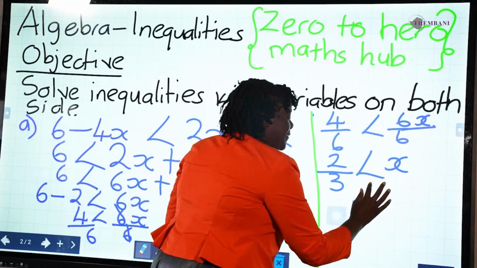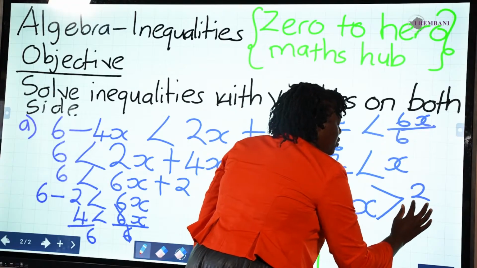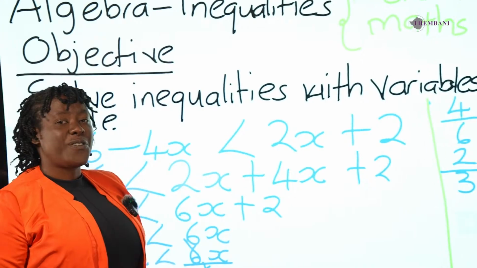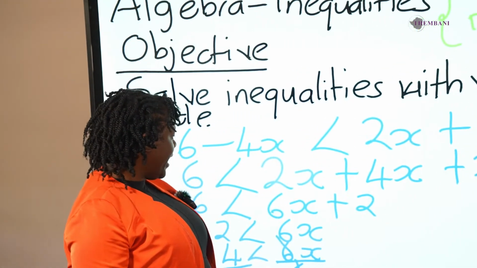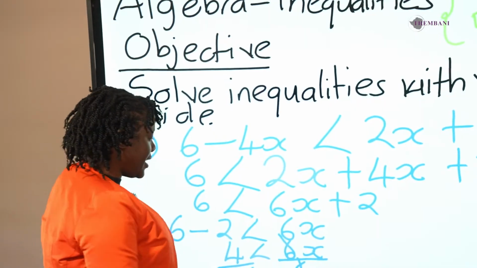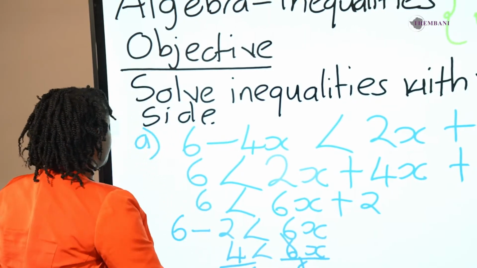x. So it's going to first x, and then I put my 2 over 3 here. Simple, isn't it? It's very simple. We want to proceed again to another question, which also has variables on both sides. So I'm going to erase this question.